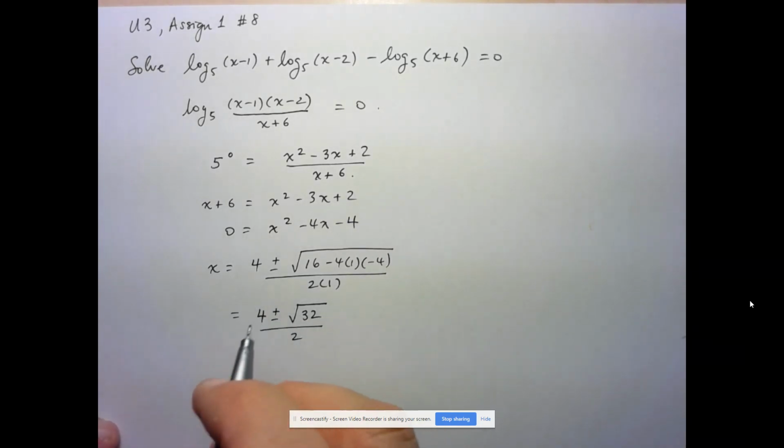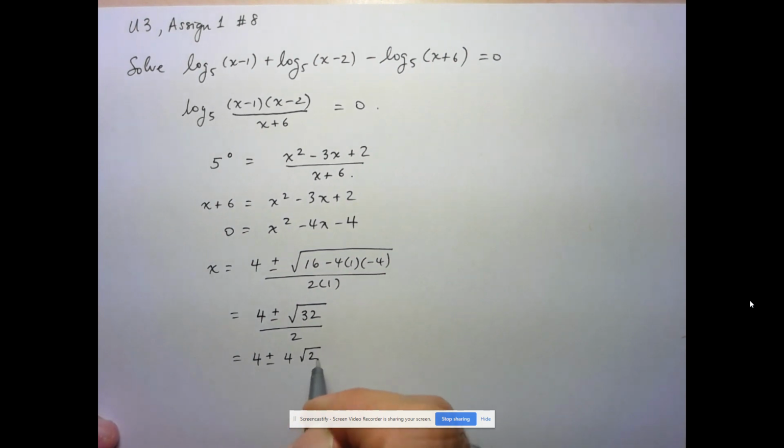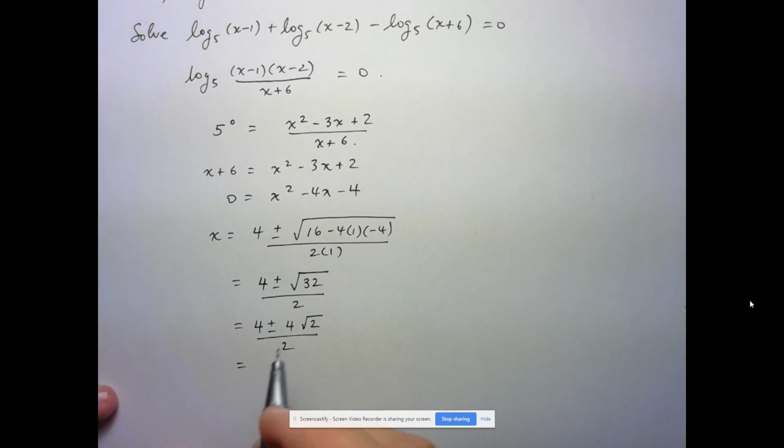We won't need to use a calculator. So here for plus or minus. So this is 16 times 2. So the square root of 16 is 4. I'm left with root 2. And then from here, we can simplify, divide the 2 into both expressions. So it's going to be 2 plus or minus 2 root 2.